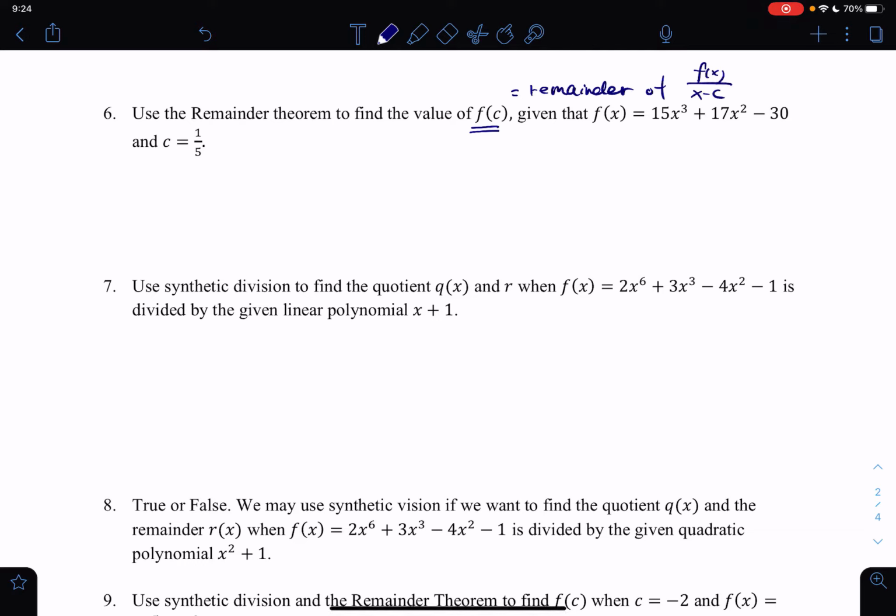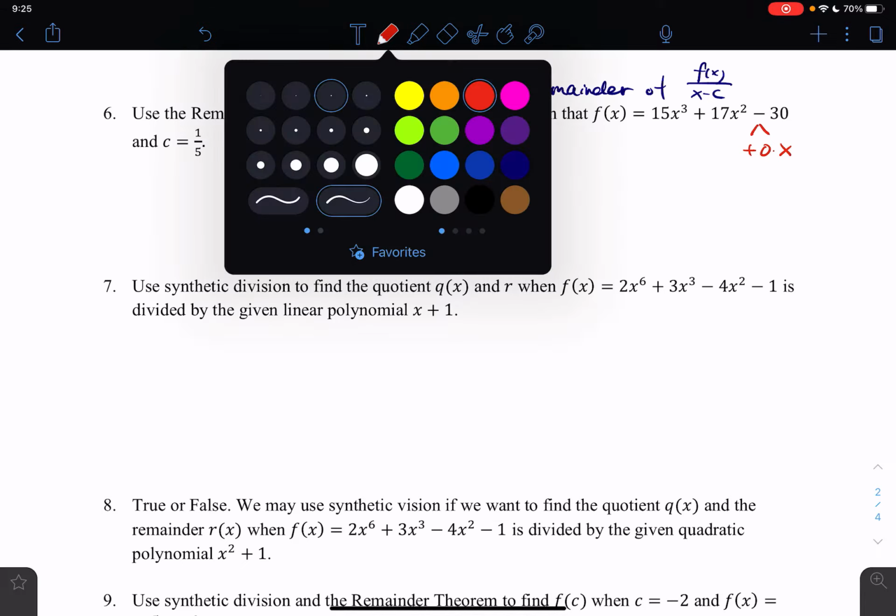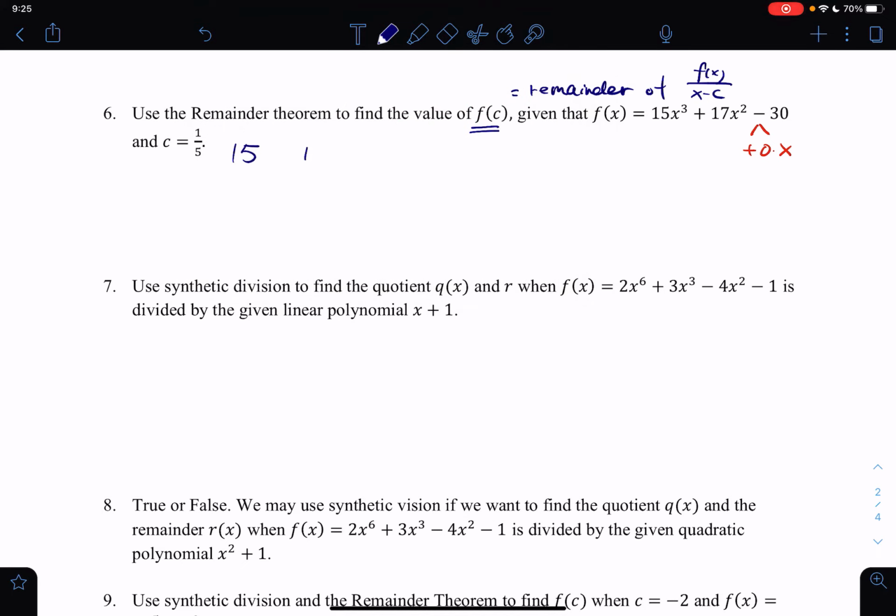Therefore, what you're looking for is a synthetic division, where you have 15, 17, negative 30. Well, there's a term in the middle that's skipped. So that's why you want to say this is technically equivalent to plus 0 times x before you move on to the next term. Therefore, I have 17, I have 0, I have negative 30.